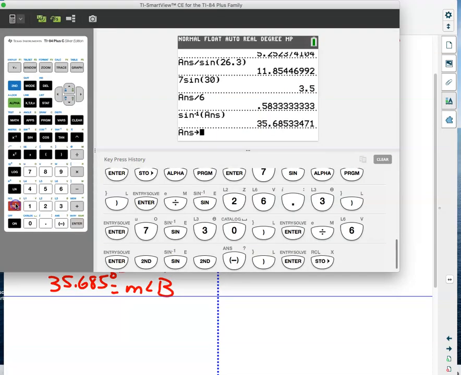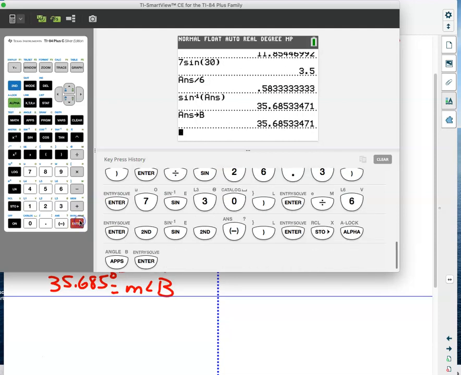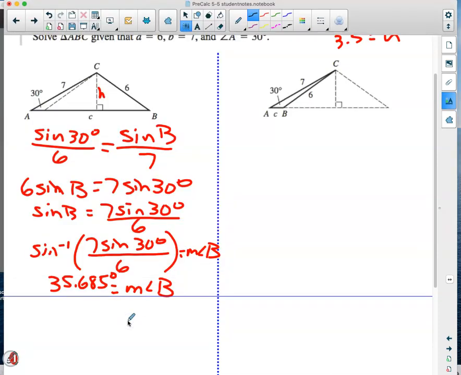So store, and it's B, so why not put it in B? I can just override what's already there. Alpha B. Now the new one is in B. Put my little calculator looking button there so I remember that that's there.